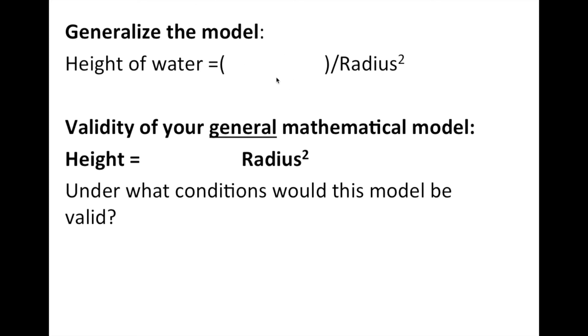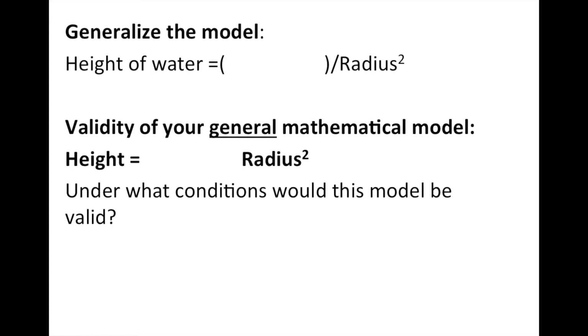So write this in your lab notebook at the end of this experiment, that the generalized model is height of water equals volume divided by pi, all of that divided by radius squared. And this is the same thing here. Height equals volume divided by pi, and then there should be a division line here because this is an inverse square relationship, divided by radius squared.